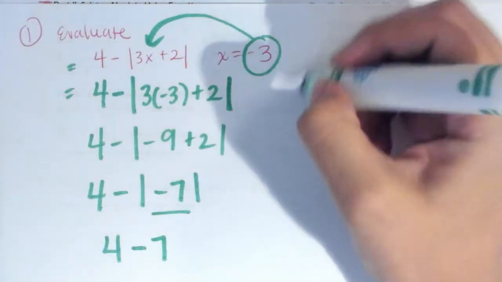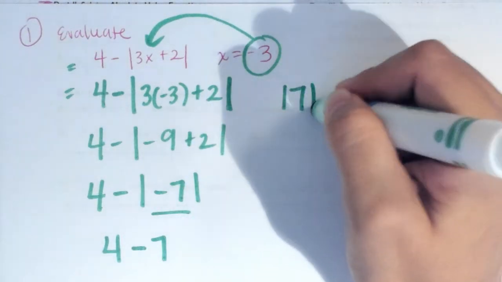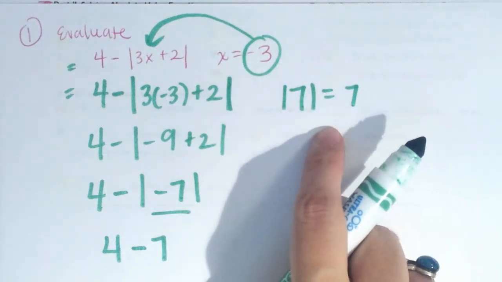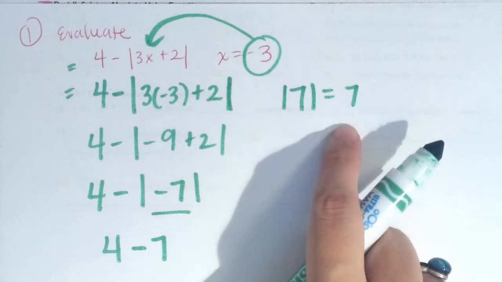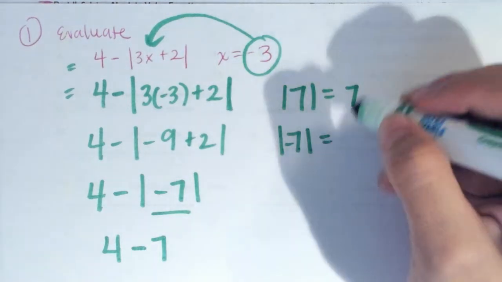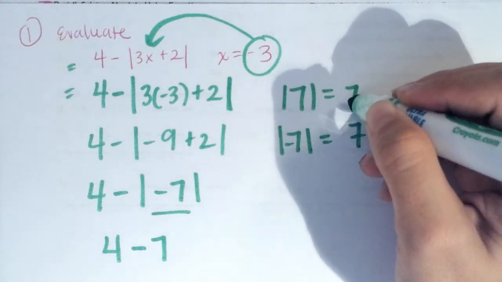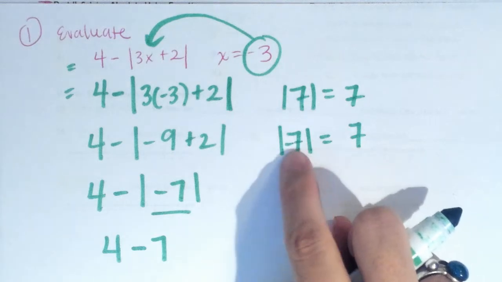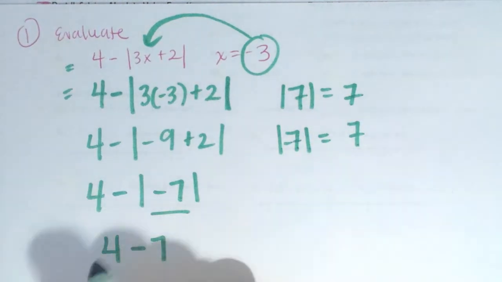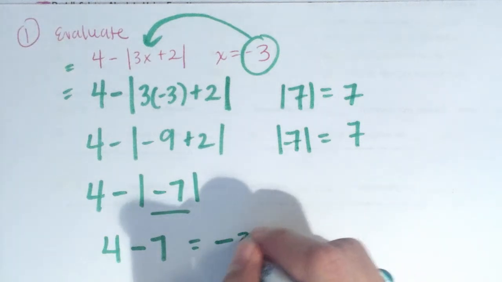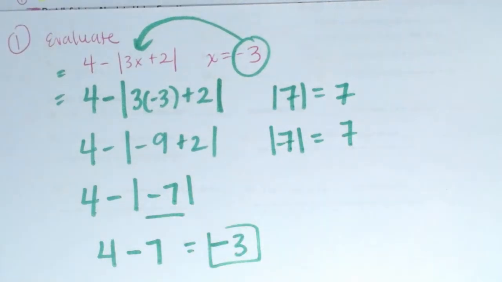So remember, just a reminder, if you have an absolute value of 7, it's going to stay positive because absolute value is the distance from 0. Your distance can never be negative. If you have the absolute value of a negative number, like negative 7, your answer is going to come back positive. So no matter what, your answer of an absolute value part will always be positive. So 4 minus 7 is negative 3. That's your final answer for that one.